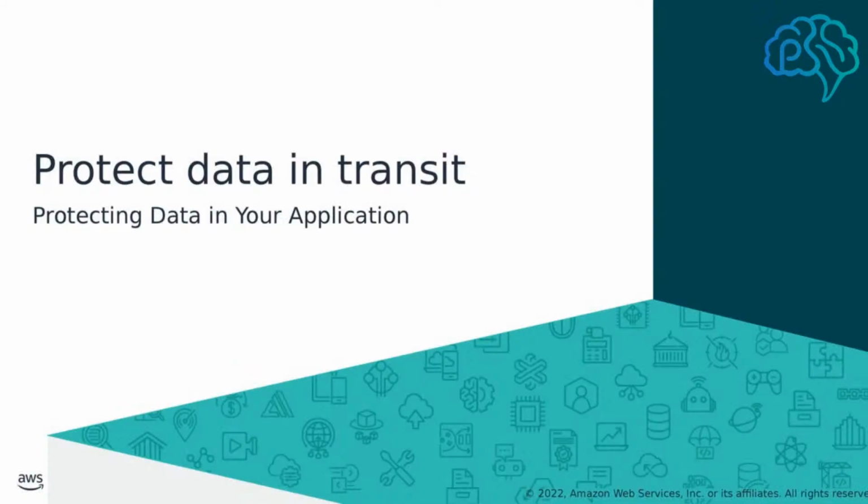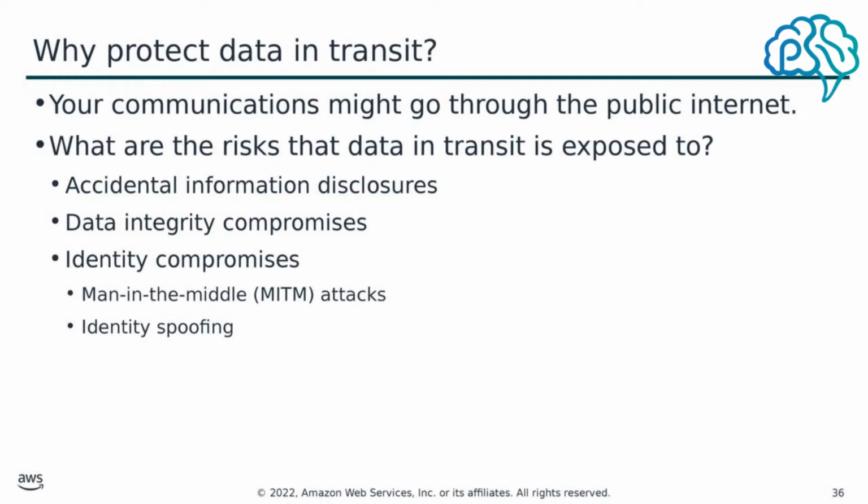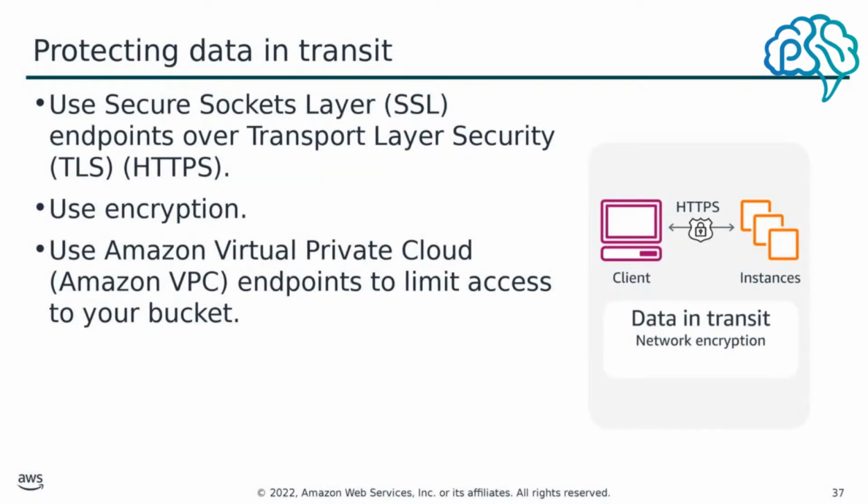Let's talk about protecting data in transit next here. So in terms of protecting data in transit, the key takeaway here is that what you're trying to do is make sure that when you move the data from one location to another, for example, through the internet, nobody's able to intercept that and do something with the data. Some of the things to consider would be accidental information disclosure, data integrity, man-in-the-middle attacks, identity spoofing. So there's some serious things here that can happen if you don't have encryption throughout your connection. So how would you actually do this?